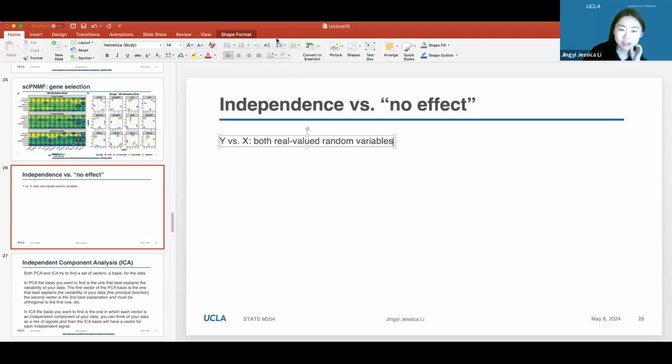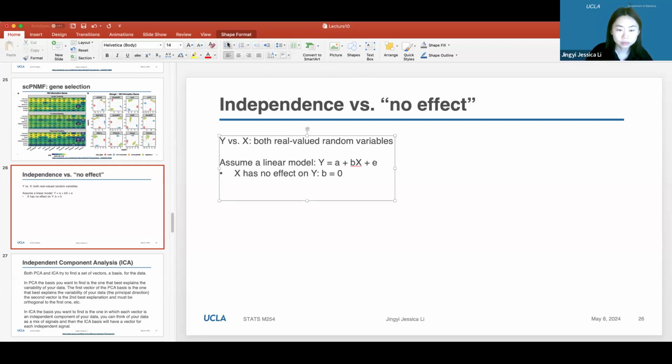Okay, so after this clarification, I want to introduce independence versus the statement no effect. If we assume a linear model, which is what we have seen before, we can write y equals a plus b times x plus an error term. In this case, when we say x has no effect on y, under this model we mean that b is zero. The slope is zero. But this no effect is not equivalent to the other statement.